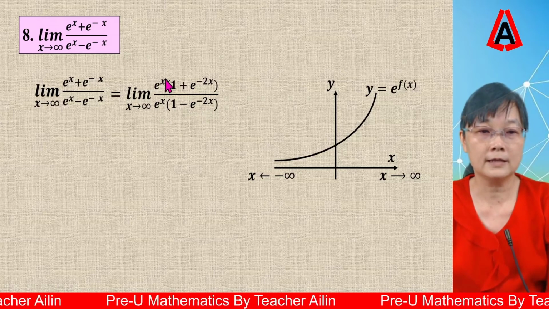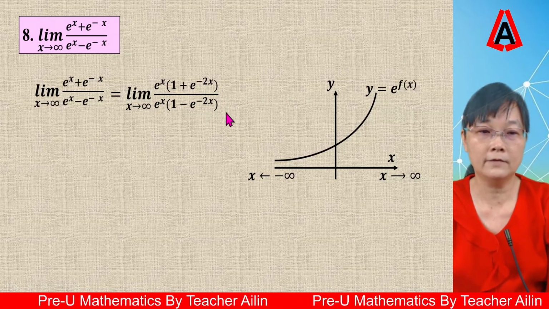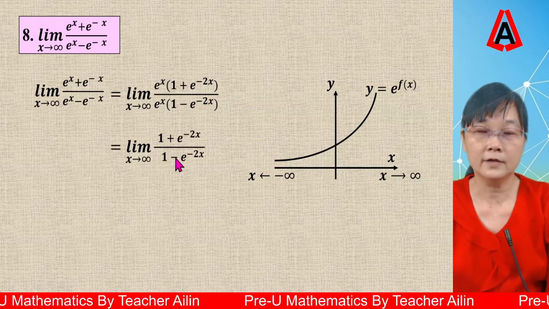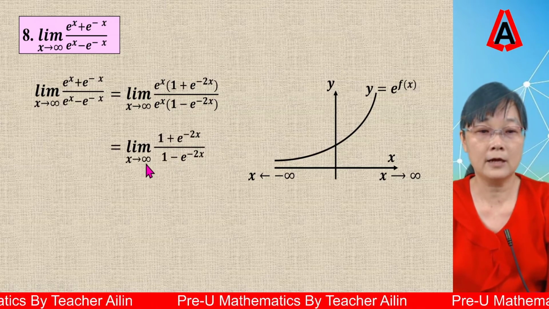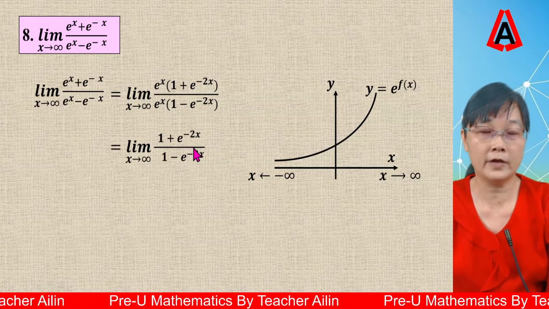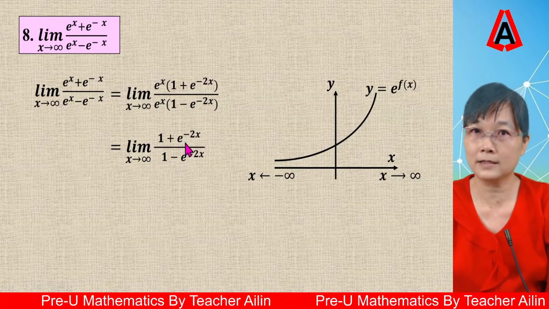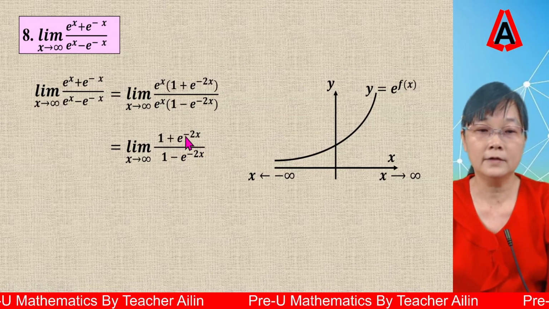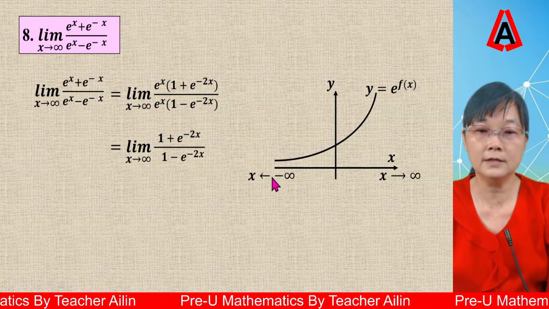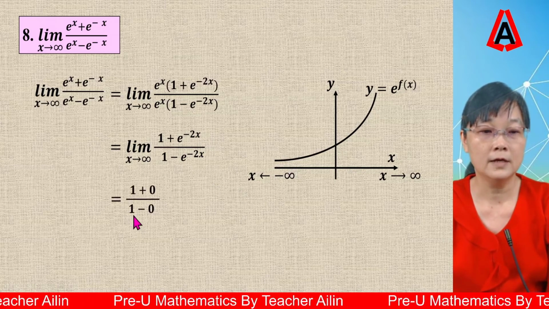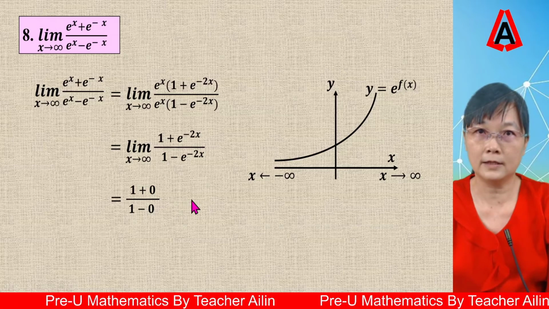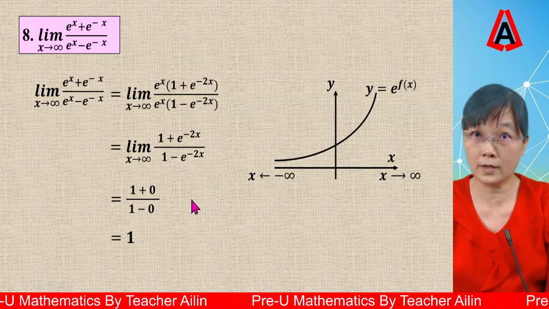Then notice that I can cancel off the e power x here. Then after cancelling off e power x, now I substitute the value of x with infinity for the second time. E power negative infinity is equal to 0. Now I get the answer for the limit, which is equal to 1.